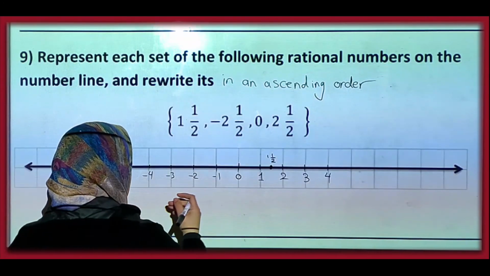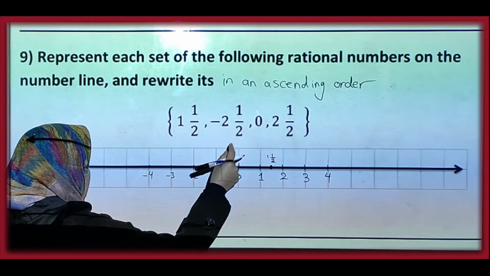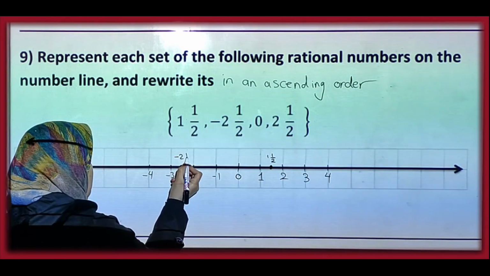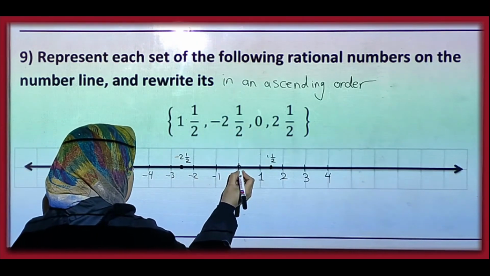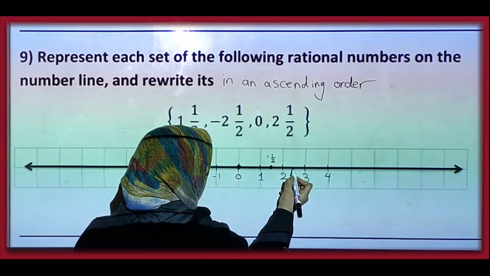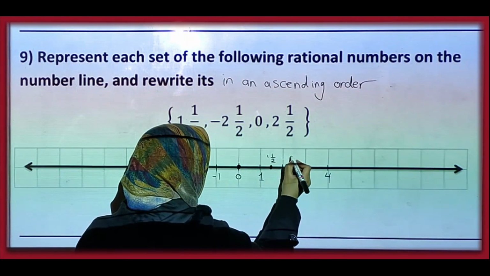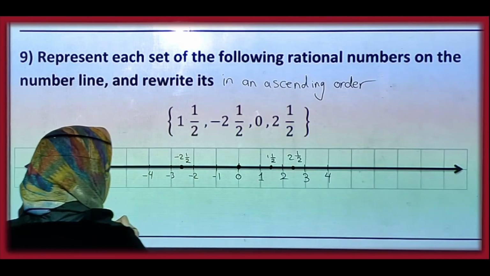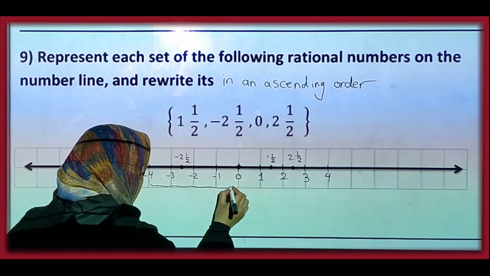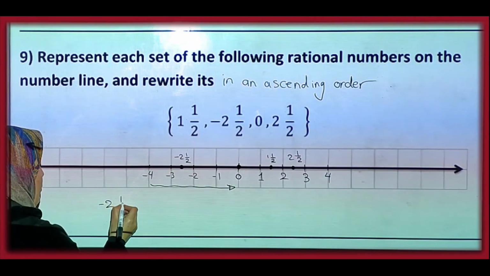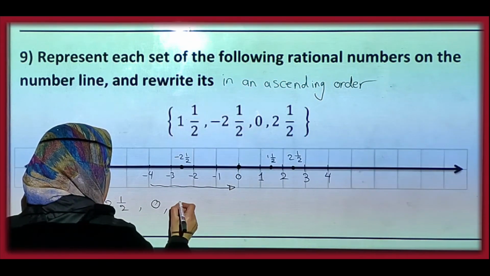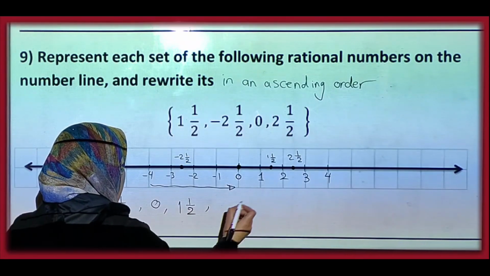-2.5 in the negative side. 2.5 is between 2 and 3. 0. 2.5 in the right side. 2.5 is between 2 and 3. Then arrange them in ascending order. To arrange, start from the smallest to the greatest, from the left to the right: -2.5, then 0, 1.5, then 2.5.